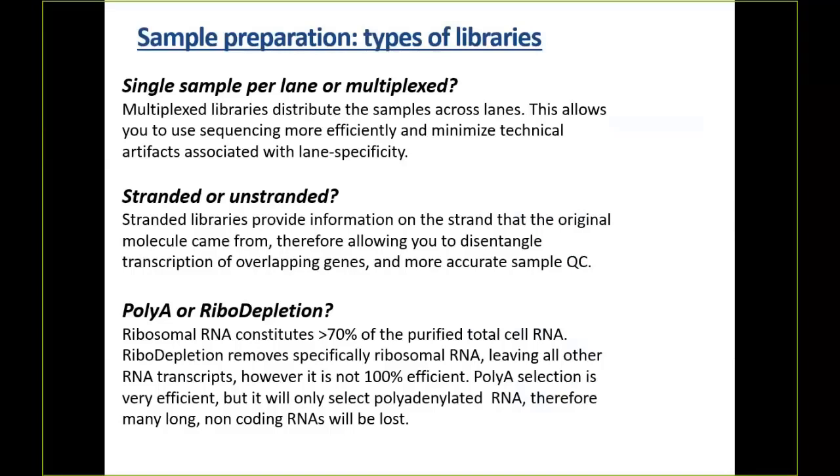Poly-A or ribodepletion. So I mentioned before that you typically get rid of ribosomal RNAs from your sequencing studies. Poly-A and ribodepletion are the 2 methods for doing that right now. So poly-A is using poly-T to capture polyadenylated mRNAs. Ribodepletion is using targeted sequences to specifically get rid of ribosomal RNA.